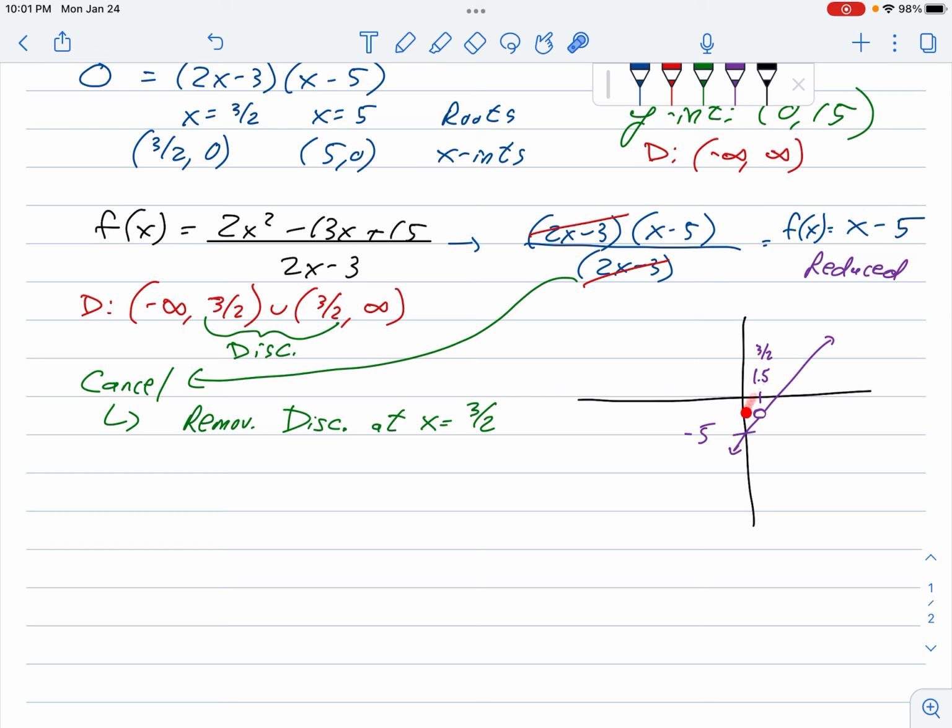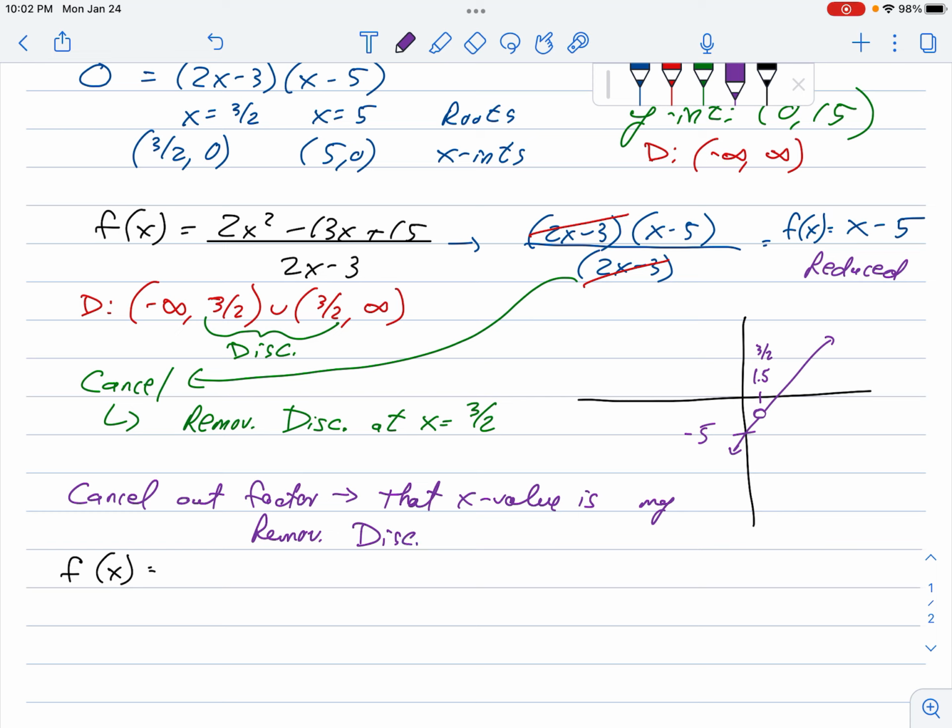My reduced function is what my graph will look like. Slope of 1, -5 is my y-intercept, except at 1.5, 3/2, I have a hole in my graph. And that's what a removable discontinuity is. Okay? So if you want to write a small summary, if I can cancel out the factor, that x value is my removable discontinuity.